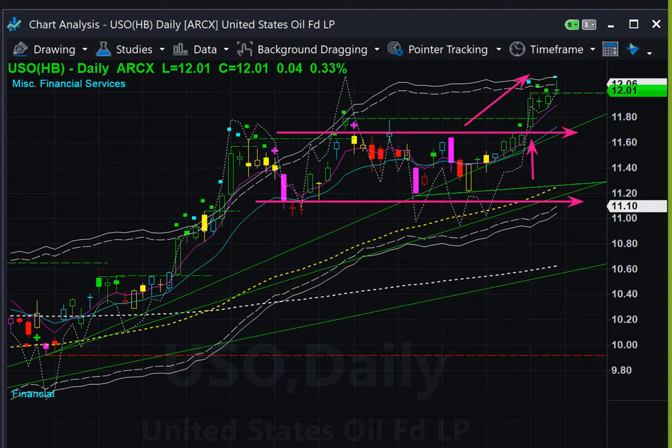The weekly backdrop candle color has turned cyan, that is bullish. However, in the daily chart, price is already overbought. It is very close to the upper boundary lines and it is overbought as shown by the dot appearing on Friday's candle. As it is overbought, we are not going to try any long trade in US oil right now.